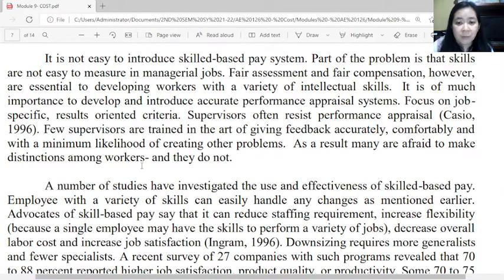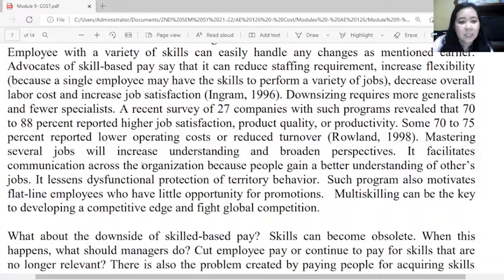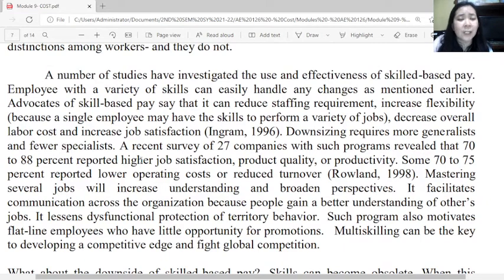Supervisors often resist this performance appraisal. Few supervisors are trained in the art of giving feedback accurately, comfortably, and with a minimum likelihood of creating other problems. As a result, many are afraid to make distinction among workers, and they do not. The contents here are based on research. A number of studies have investigated the effectiveness of skill-based payment, to determine if this is actually effective.